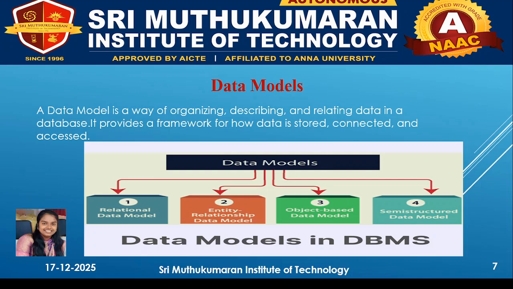Then the physical view shows how data is actually stored in the database. Example, data stored on disk using B trees or hash files. This deals with files, indexes, storage structures. Moving on to the logical view, it shows what data is stored and the relationships between data. It does not show storage details. Example, tables like student, course, marks can be viewed. Other than that, nothing can be viewed.